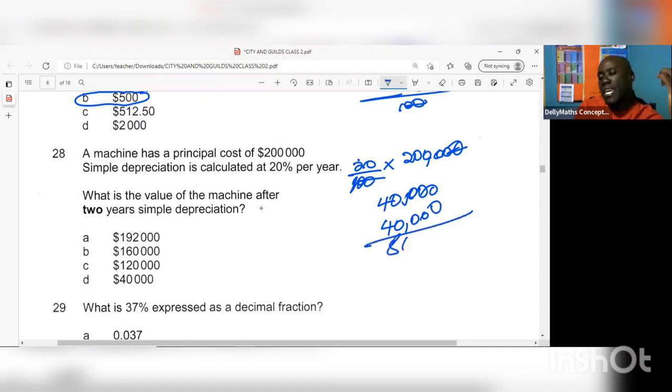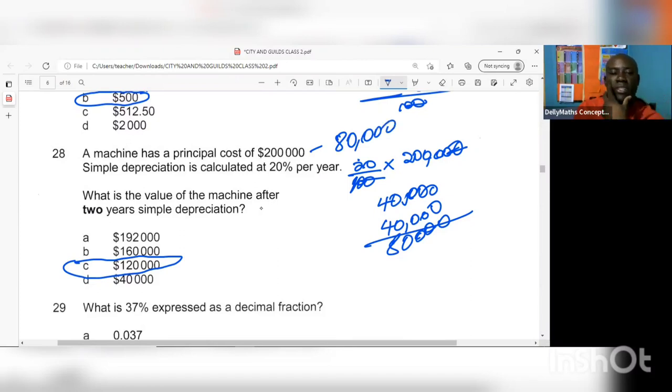So a total of 80,000 over the 2 years. So you will be left with 120,000 from the 200. So we'll be subtracting 80,000. And why we use that is because they use the term simple depreciation. It's a depreciation where the amount it is reduced by remains the same every year.